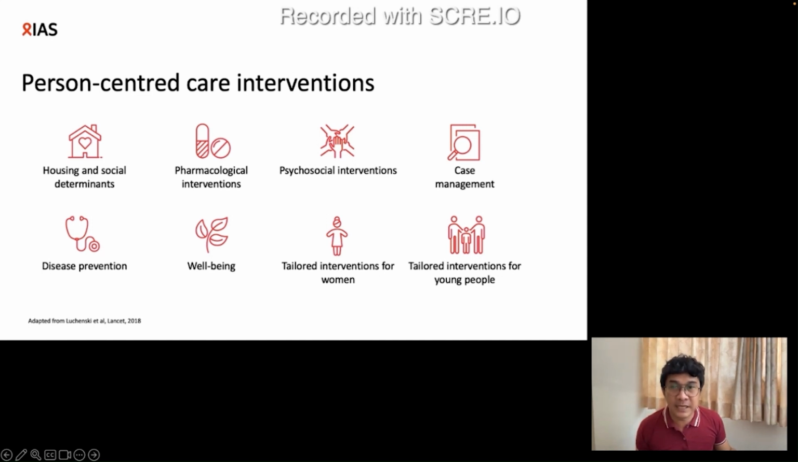Then we have disease prevention, including access to prevention and screening services, including harm reduction, vaccination, overdose prevention, and targeted and integrated screening for HIV, hepatitis C, tuberculosis, and even other sexually transmitted infections. Then, lastly, but definitely not the least, are tailored interventions for women and young people.